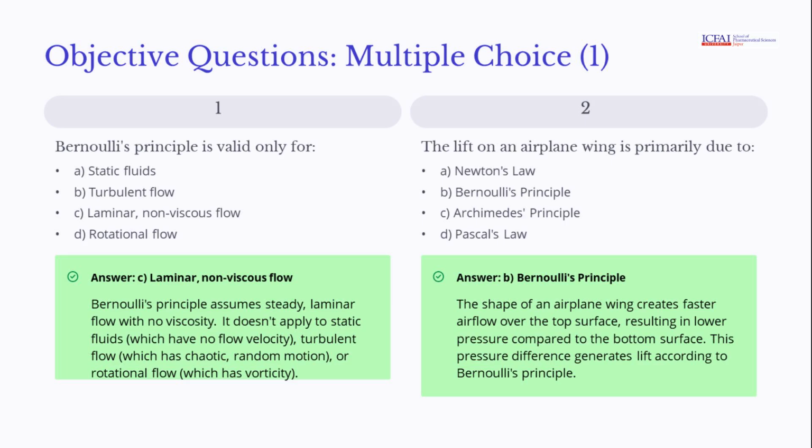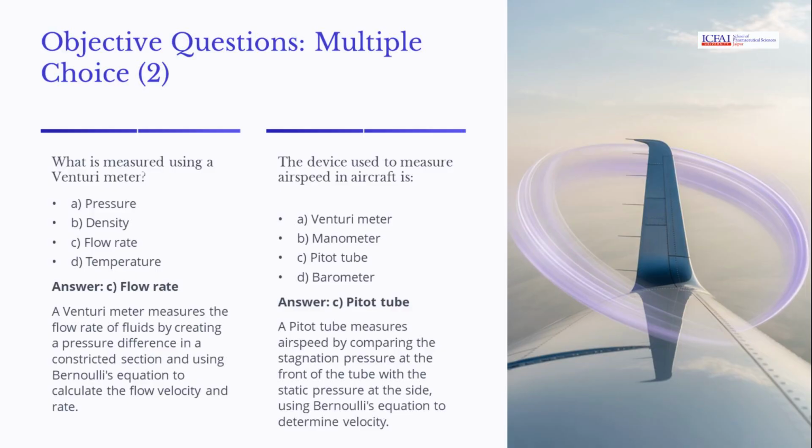Test your knowledge of Bernoulli's principle with multiple-choice questions that explore its validity in different fluid types and its role in generating lift on airplane wings. These questions will reinforce your understanding of the theorem's practical implications. Objective questions challenge your understanding of fluid measurement and airspeed using Bernoulli's principle. From Venturimeters to Pitot tubes, these questions highlight the theorem's application in determining flow rates and airspeed in various contexts.